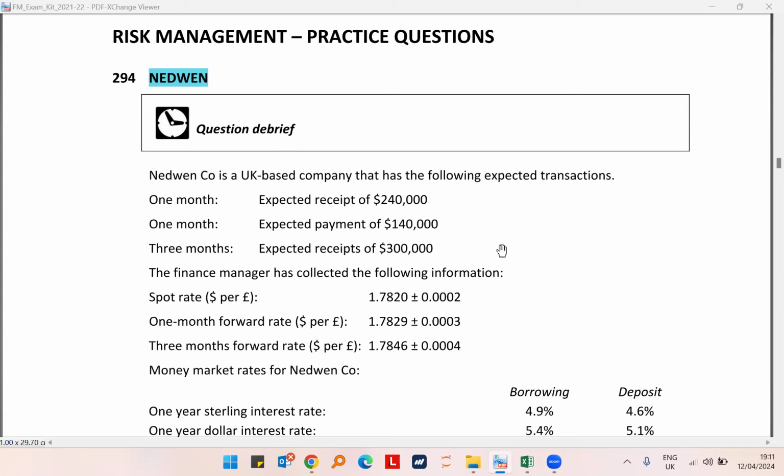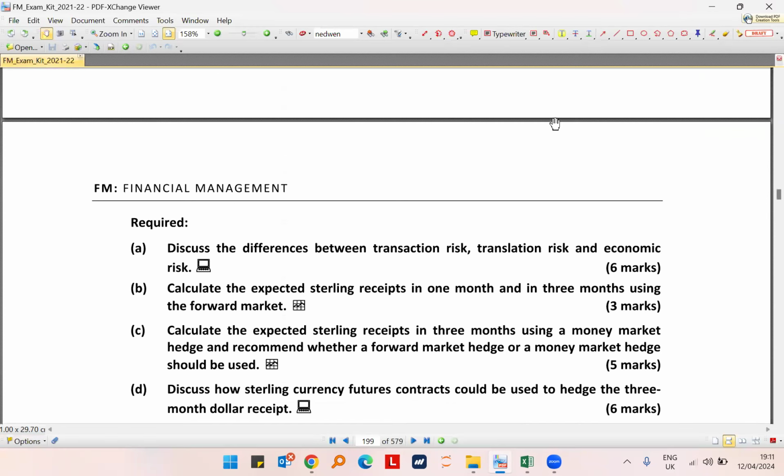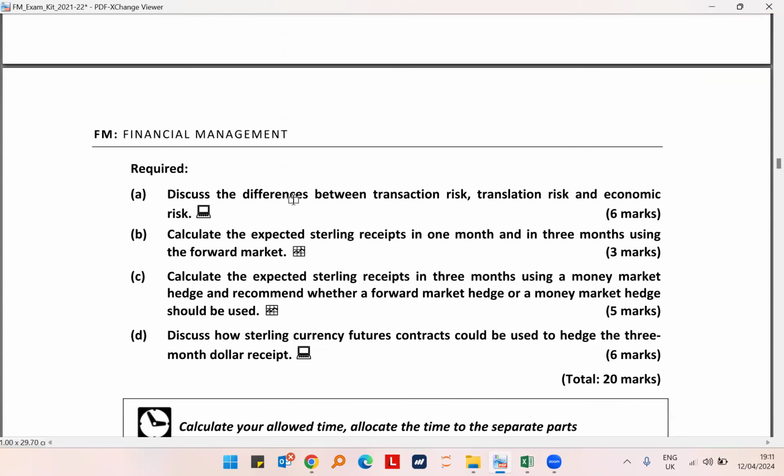So it's a section C question. That means that you are working with 20 marks. So you need to, first of all, understand what the requirements are. And here you are seeing that the requirements are, first of all, to discuss the differences between transaction risk, translation risk, and economic risk. So these are already the risks that we talked about. And you can see here you have 6 marks for just talking about those 3 things.